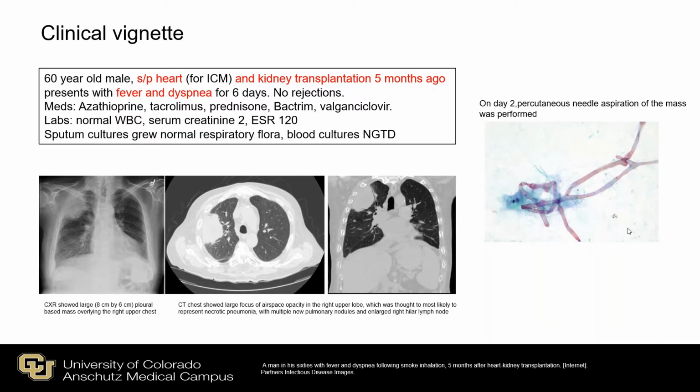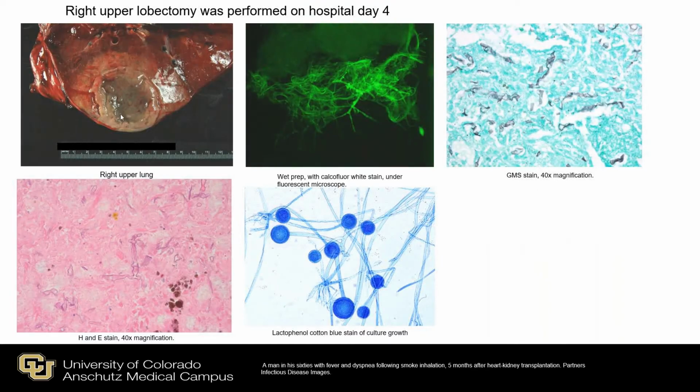On day 2, percutaneous needle aspiration of the mass was performed, and they found this structure. So this is a mold or a filamentous fungus. You don't see many septations here. And it looks like a ribbon, it's very friable, it's folding onto itself. And it's actually dividing at a 90-degree angle instead of a 45-degree angle.